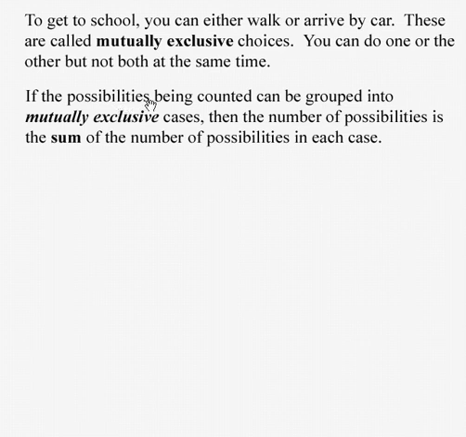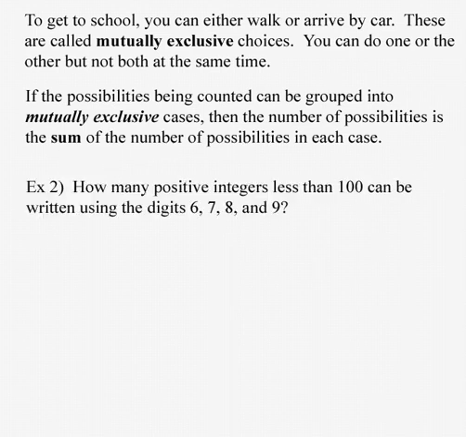If we take the possibilities being counted and we can group them into mutually exclusive cases, we find the number of possibilities by the sum, by adding together the number of possibilities for each case. So let's illustrate that looking at this example, which again is a nice simple numerical example. How many positive integers less than 100 can be written using the digits 6, 7, 8, 9?